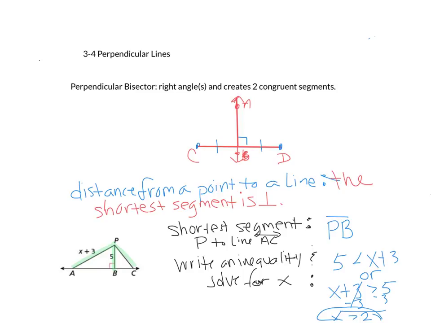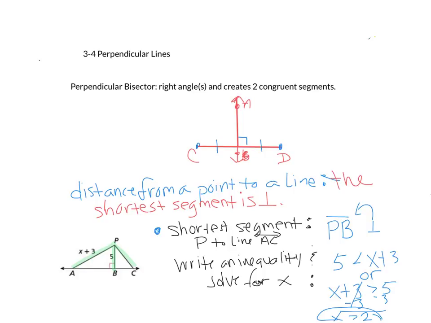So distance from a point to line is defined as the shortest segment being perpendicular. So there'll be 2 things you're asked to do on the next quiz. You'll have to tell me the shortest segment from point P to line AC. I've highlighted my 3 options in green there for you. And it has to be PB because that's the one that is perpendicular. So it makes it that it's PB.